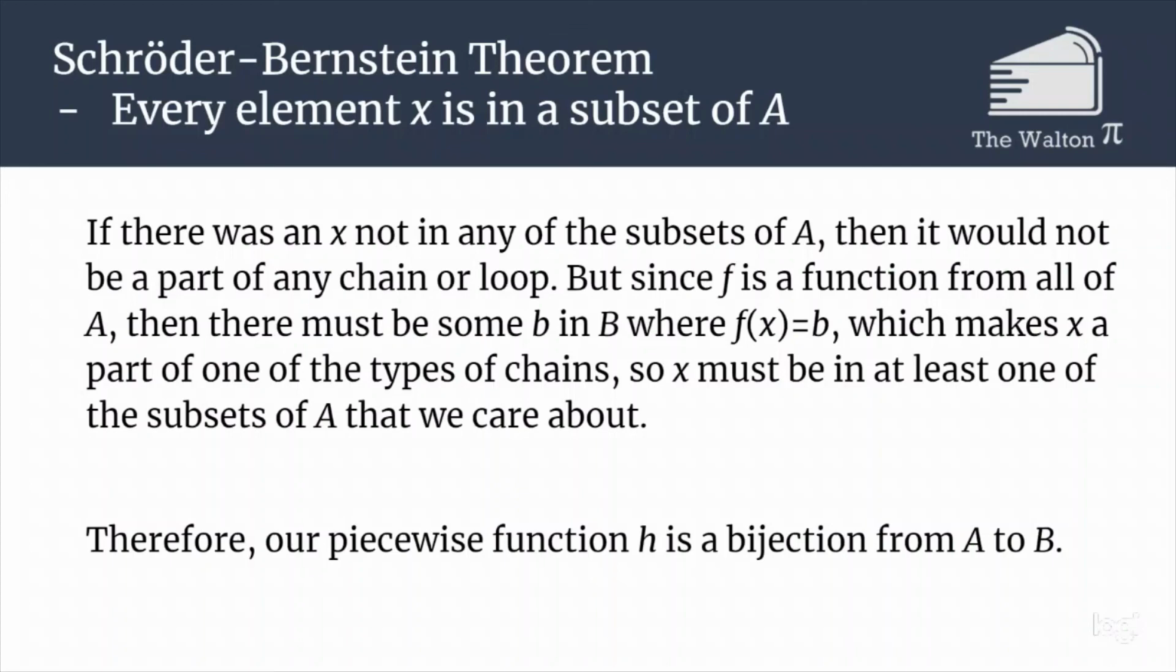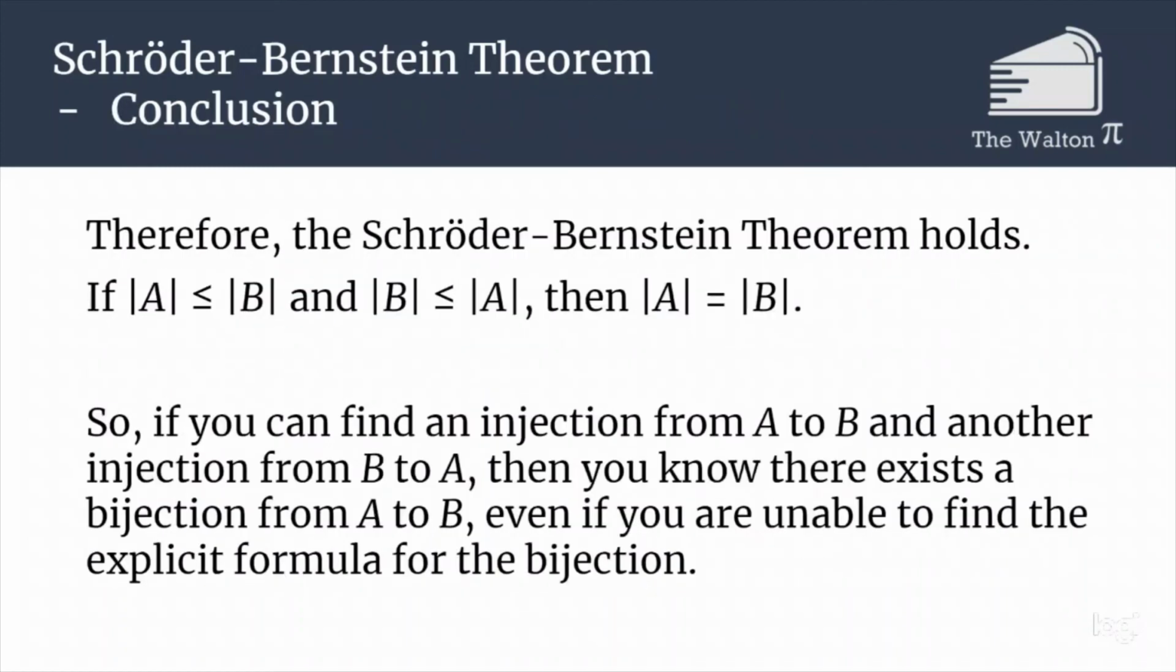A to B. Now, what were we trying to prove with all of that? We were trying to prove the Schröder-Bernstein theorem, and we have. We've successfully proven that there exists a bijection from A to B, which tells us that if we have an injection from A to B and another injection from B to A, we know there exists a bijection from A to B, even if we're not able to find the specific formula for that bijection.